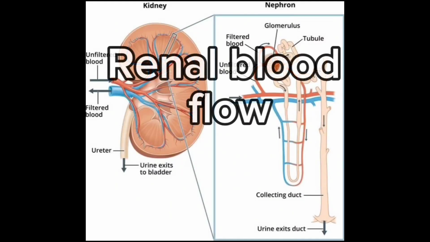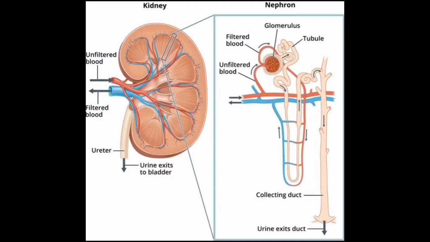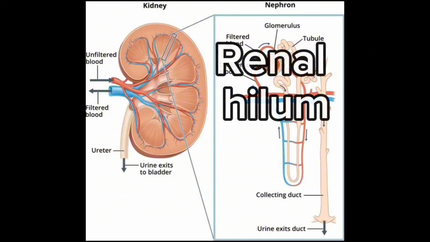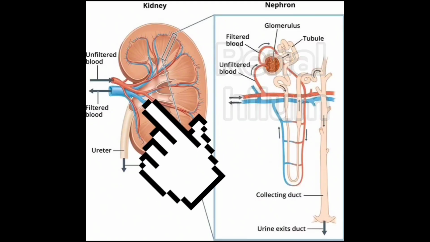Renal blood flow. As we mentioned before, the kidneys are bean-shaped. It has a concave structure, and on the concavity of it we find a structure we call the renal hilum. The renal hilum is where blood vessels and nerves supplying the kidneys enter and leave, and we also find the ureters exiting through the renal hilum.